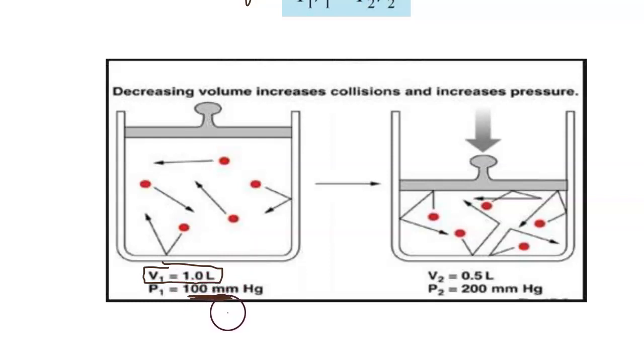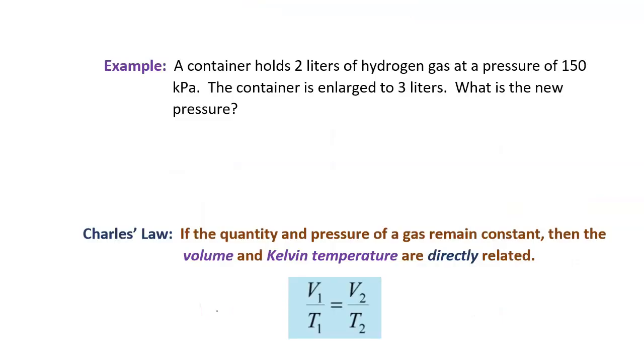Now a change happens. The container becomes smaller. The new volume of the container is 0.5 liters. Look what's happened to the pressure. It was doubled. So when the volume has been cut in half, the pressure of the gas in that container doubles. Here's an example problem in which you'll use Boyle's law.